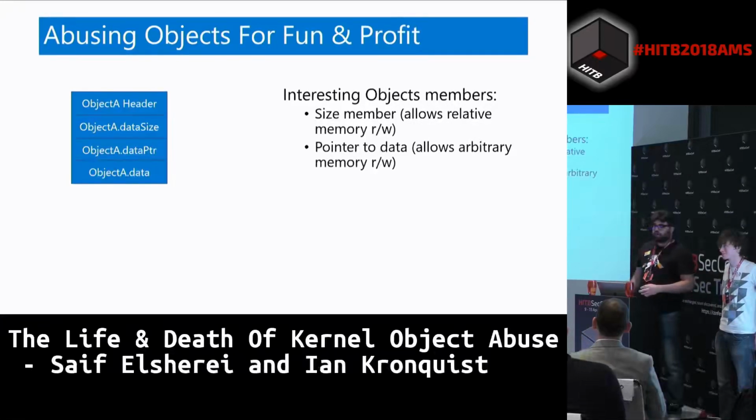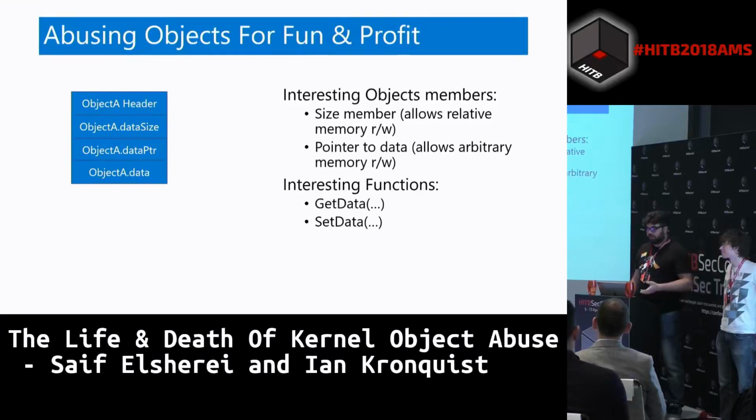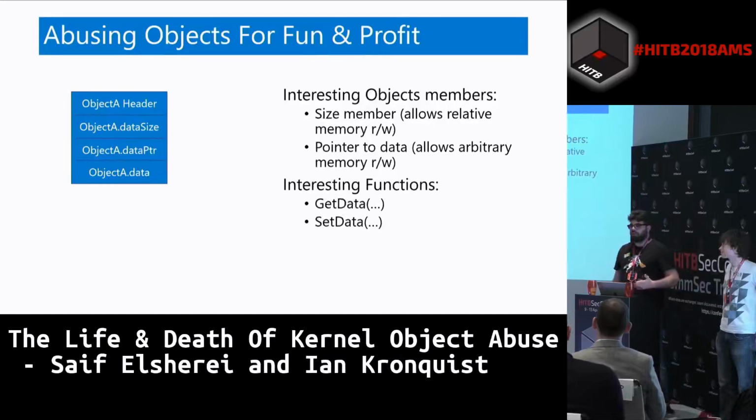So a pointer to data, if you are able to override the pointer, it means when you operate on the object later on, you're operating on a user-controlled pointer in kernel memory. And hopefully that object will have certain interesting functions like get data and set data, which will allow read and write from the object's memory in the kernel.